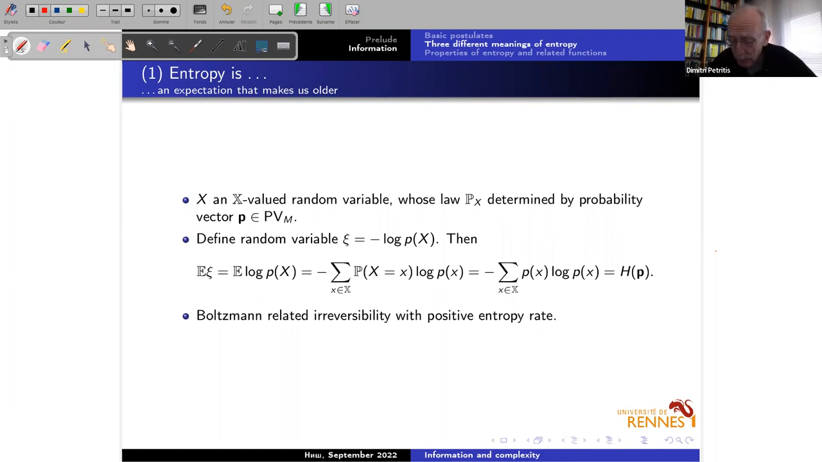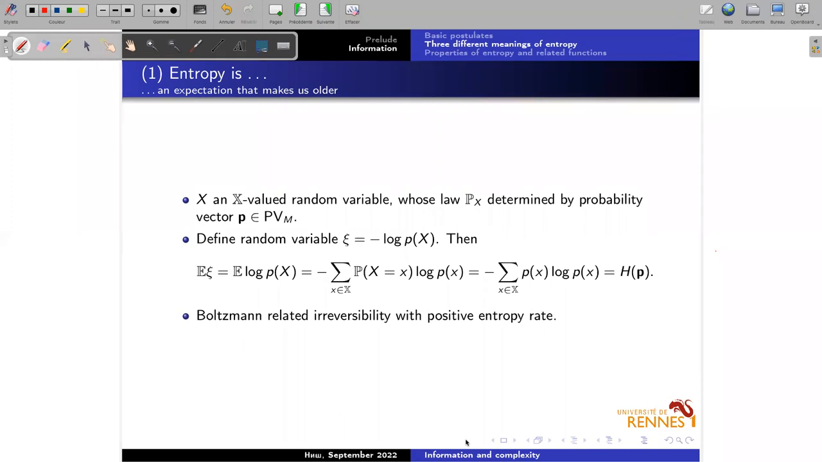I briefly turn off my camera because it takes bandwidth, so it's not very pleasant to use bandwidth just to have my picture on your screen. So I take my camera off.